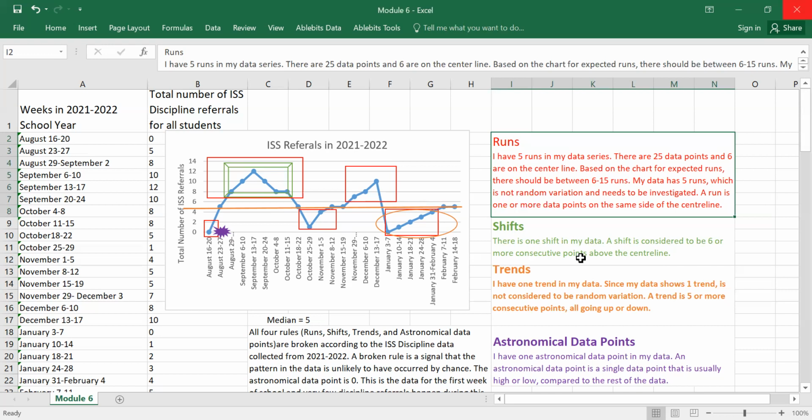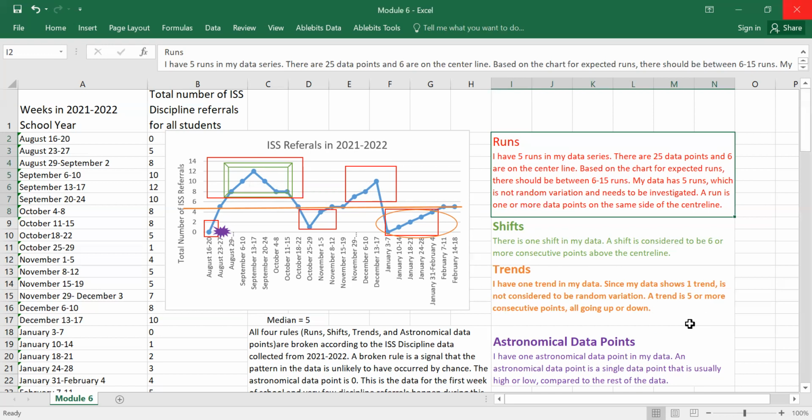And then I went ahead and I talked about the second rule, which is shifts. And right here, I have it in green. I just have 1 shift in my data. And a shift is considered to be 6 or more consecutive points above the central line. So again, I just have 1 right here, and it's in green. And then the third rule is trends. And I just have 1 trend, and it's in orange, and it's circled right here, okay?